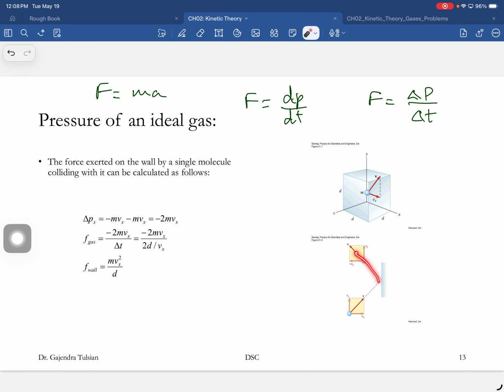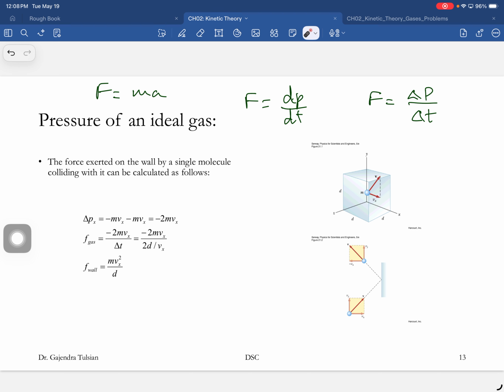Why did its momentum change? Because the wall exerted a force on it in this direction. What changed? You see, the y component of the momentum didn't change. The x component of the momentum changed. And why did it change? Because the wall exerted a force on the molecule. Is this subscripted x? Yeah, x, like for the formulas.